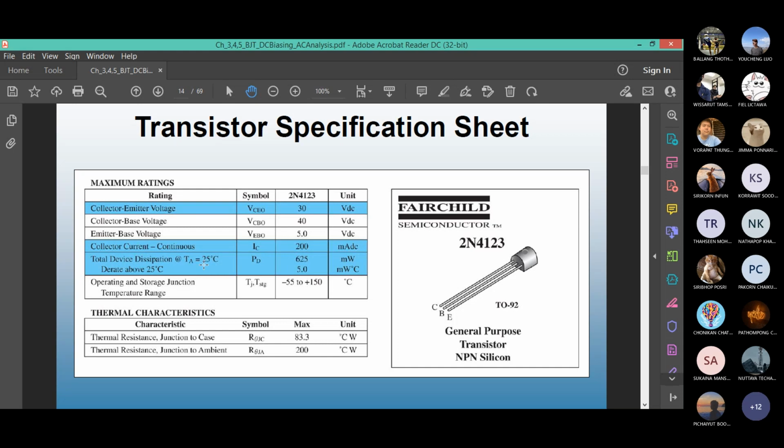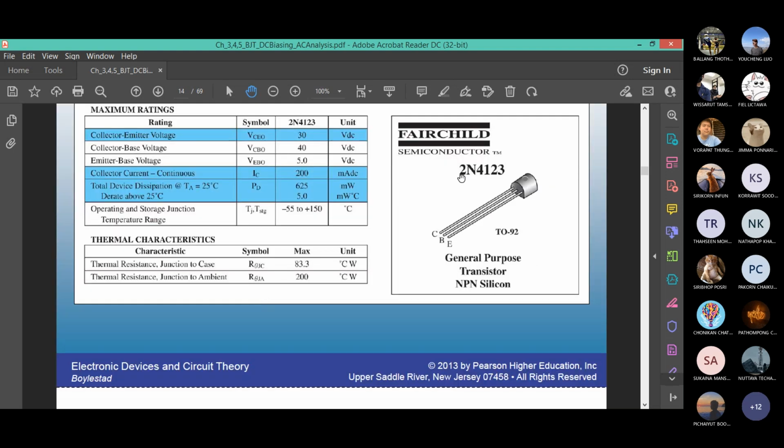If your operating temperature is above 25 Celsius, for each degree Celsius increase, you have to decrease the rating by 5 milliwatt. It's 5 milliwatt for every degree Celsius. So if you are operating at 26, instead of 625 milliwatts, now your maximum allowable power will be 620 milliwatts. That is the meaning of the power derating.